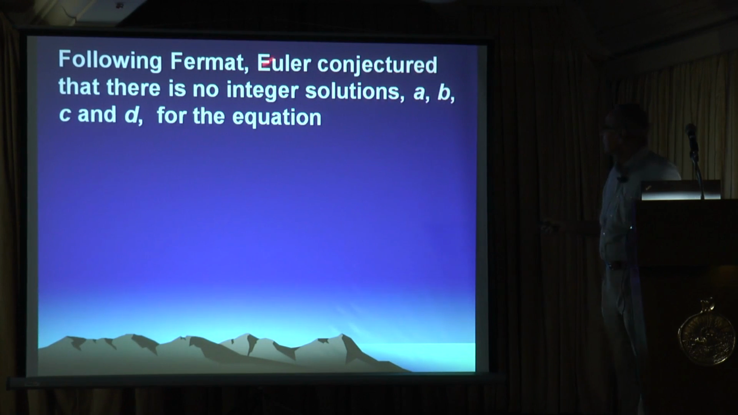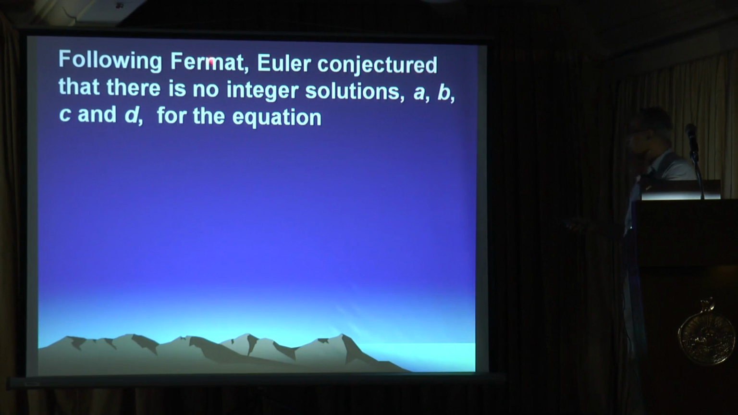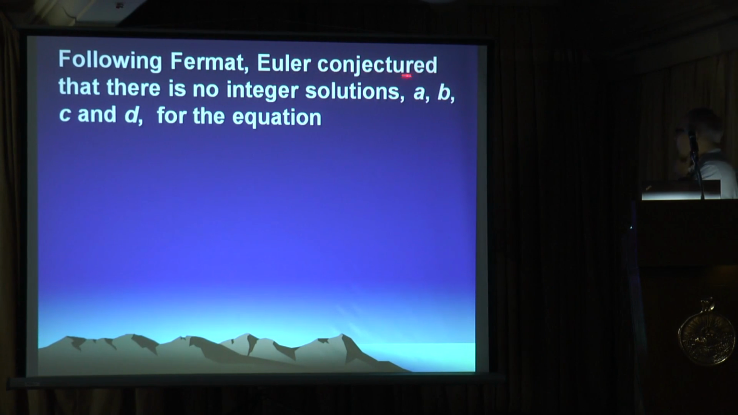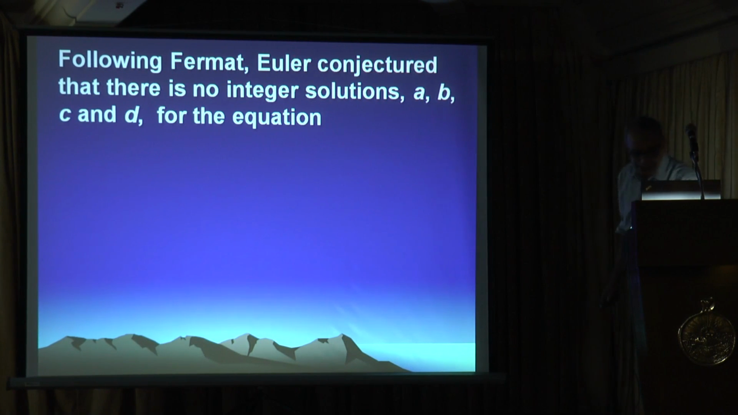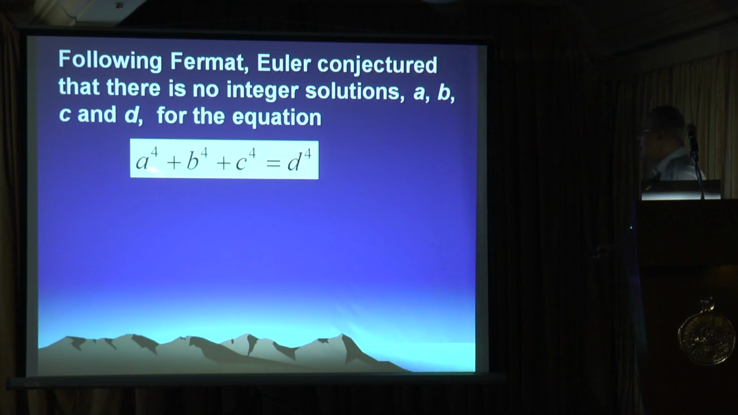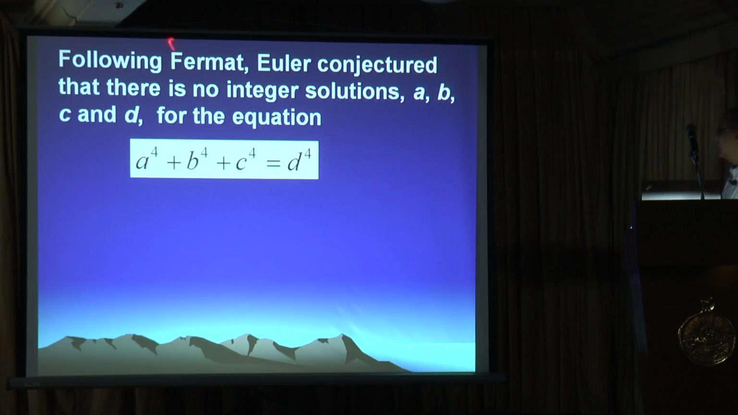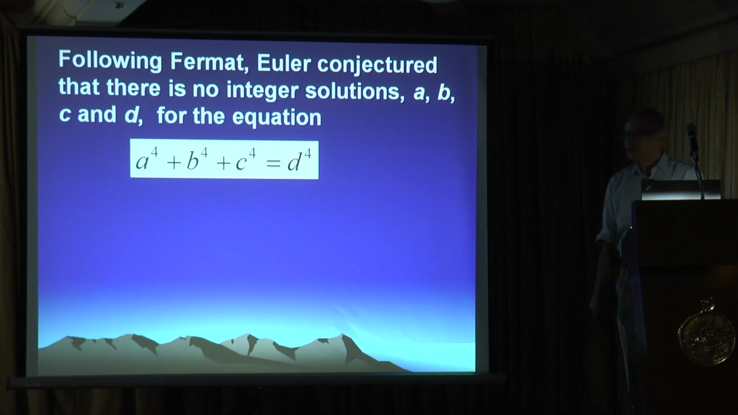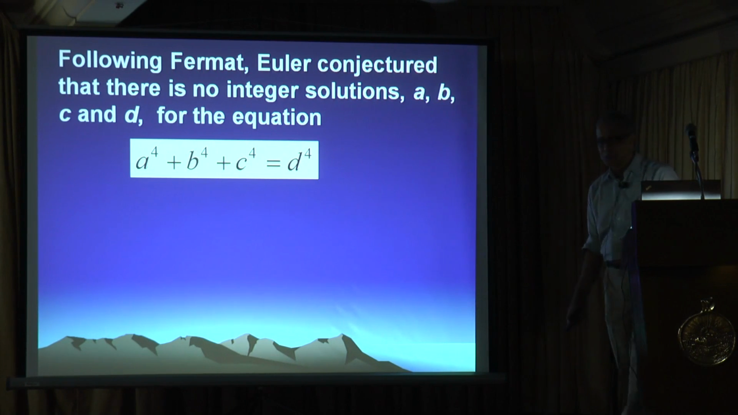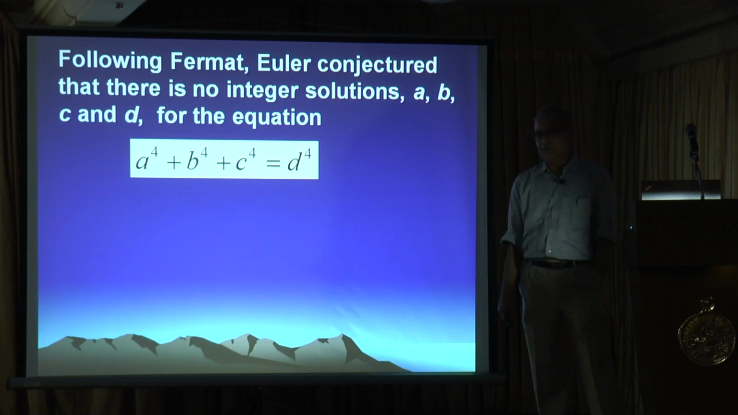Now, following Fermat, because he said x cube plus y cube cannot be equal to z cube, Euler conjectured that there is no integer solution to the power 4. Fermat said x cube plus y cube cannot be z cube. So Euler conjectured a to the power 4 plus b to the power 4 plus c to the power 4 cannot be equal to d to the power 4, where a, b, c, d all are integers. So this conjecture lived for more than 200 years because nobody disproved it, nobody came up with a counter example.